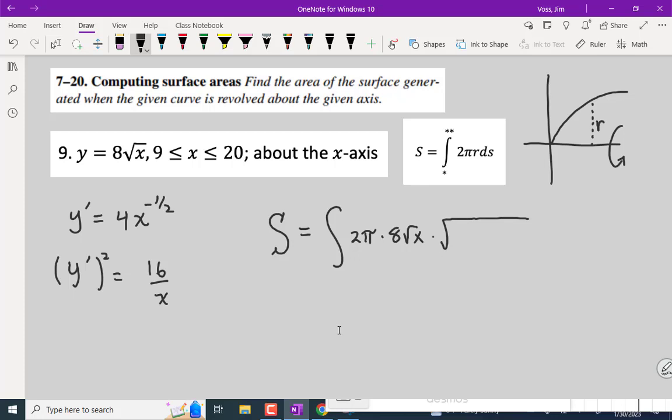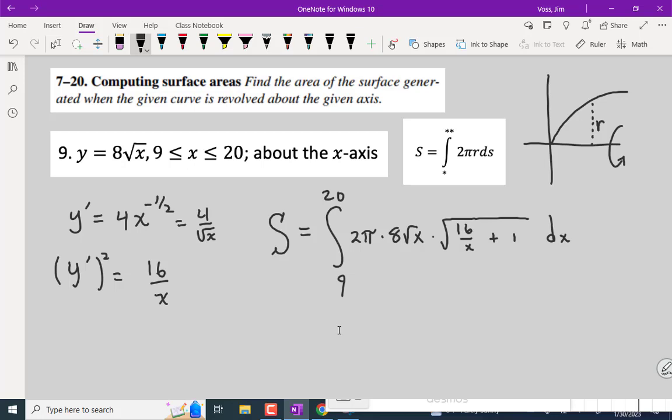So we have 16 over x plus 1. And now we have a dx. And this is going to go from 9 to 20. So there's our setup. Yeah? Why is it not 16 over x squared? Because when we square this, this is the square root of x, and when it gets squared, it becomes just x. So this we can write as 4 divided by root x. And then when we square it, we'll get 16 over x.